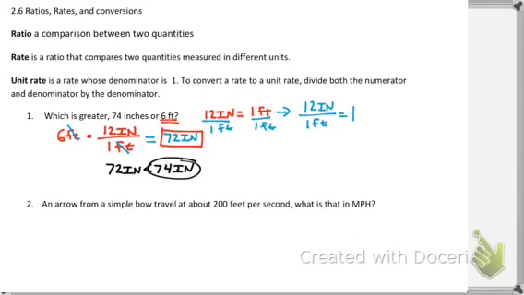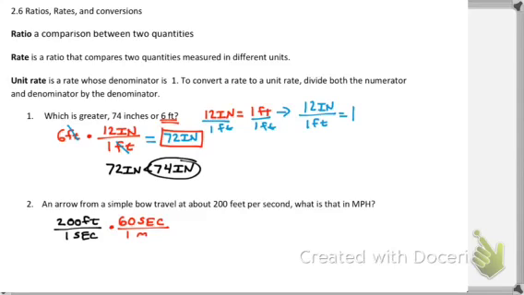So for the second example, we're going to actually do a comparison with two different measurements. Now we're getting into rates. So an arrow from a simple bow travels at 200 feet per second. What is this in miles per hour? So 200 feet in 1 second is basically 200 feet per second. And what we have to do is do the conversions.